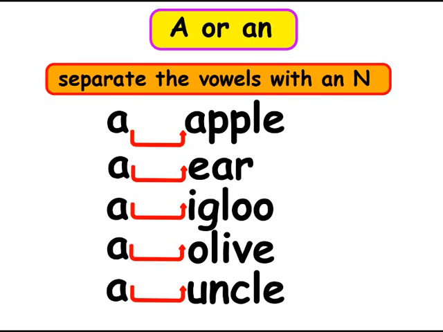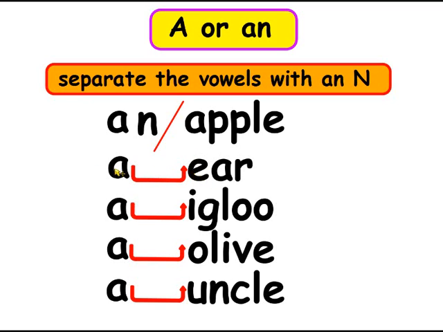let's have a look when we have two vowels together, because we say a apple. No, a apple, they stick together. Oh, no. What do we do to separate these two vowels? We put an N. Yes, we use the N, A-N. So with the N, we separate the vowels and we don't say a apple. No, we say an apple.